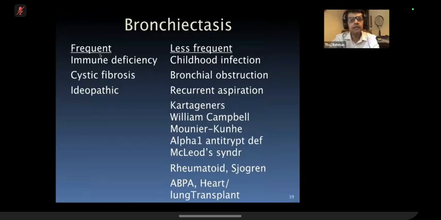So frequent causes of bronchiectasis: immune deficiency, cystic fibrosis, and idiopathic. Less frequent, we have all these causes, which I'm not going to elaborate.